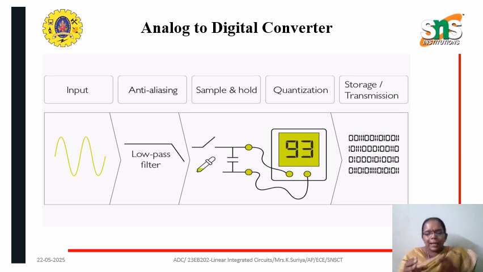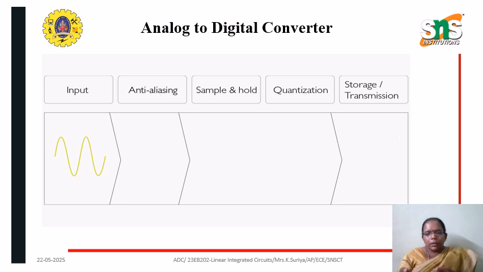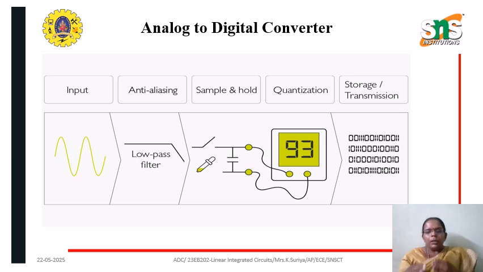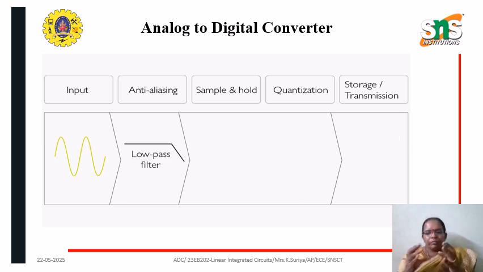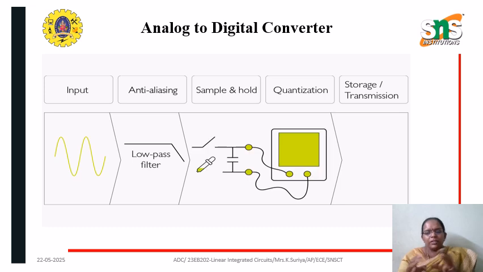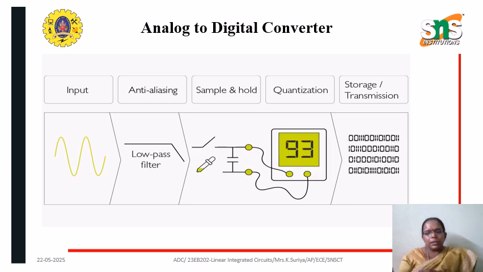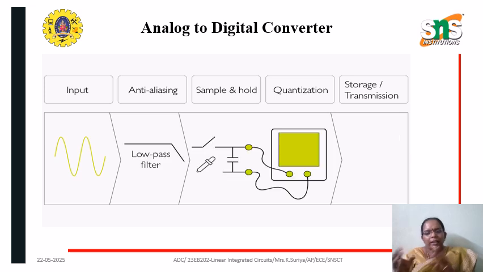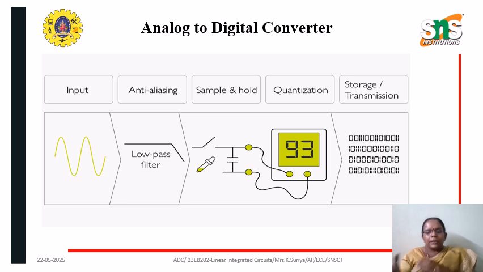So this is a block diagram of an analog to digital converter. So first you'll be giving the input to an anti-aliasing filter, which is nothing but a low pass filter. So here it allows only the low frequency signals and it rejects the high frequency signals. So generally you'll be having noise in the recorded signal. So noise signals are usually high frequency signals. So these signals are eliminated using an anti-aliasing filter.